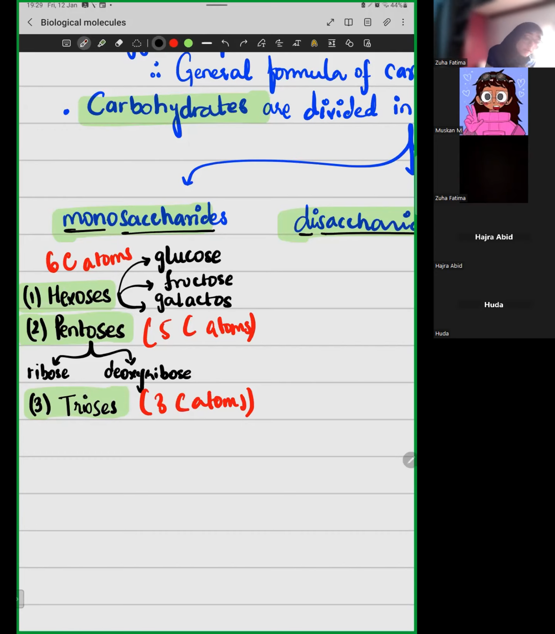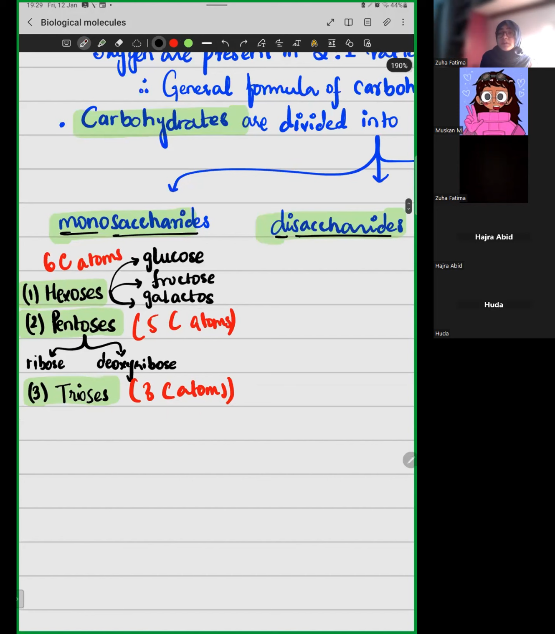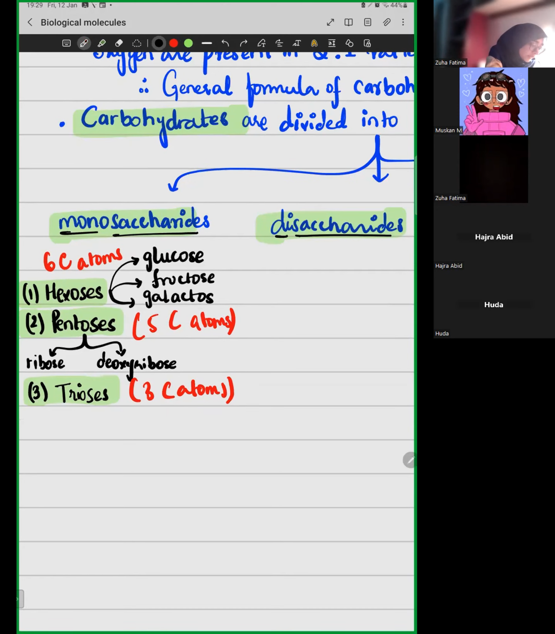Now, when I talk about monosaccharides, sorry, hexoses, what is the general formula that monosaccharides have? It is basically CxH2xOx, correct? So we can say that this is basically CH2O. So all monosaccharides have a general formula of CH2O.